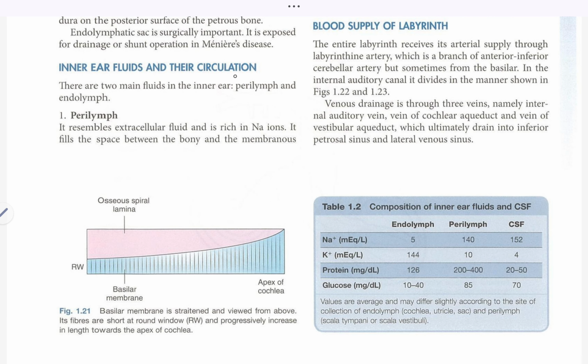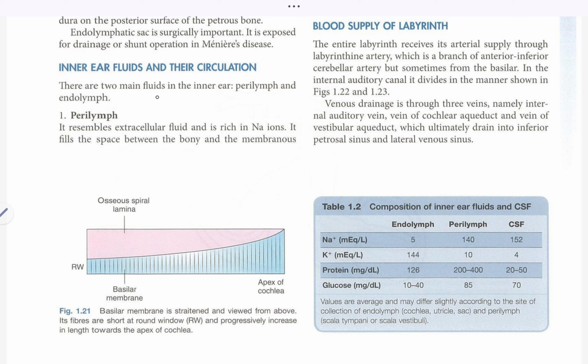Inner ear fluids and their circulation. There are two main fluids in the inner ear, perilymph and endolymph. Here in figure 1.21, we can see the basilar membrane straightened and viewed from above. Its fibers are short at the round window and progressively increase in length towards the apex of the cochlea. This is the round window, this is the basilar membrane, this is the apex of the cochlea, this is the osseous spiral ligament.